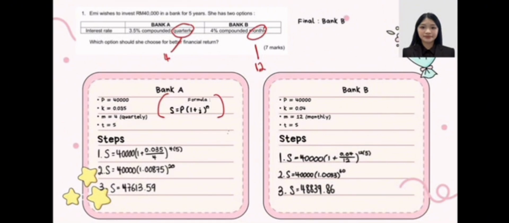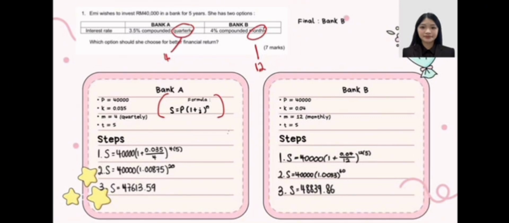For bank B, we have sorted out the information too earlier. Using the same formula, we put in the information for bank B, which means S equals 40,000 bracket 1 plus 0.04 over 12 bracket to the power of 12 times 5. Here we can simplify the bracket to 1.0033 bracket to the power of 60. And the final answer is 48,839.86.